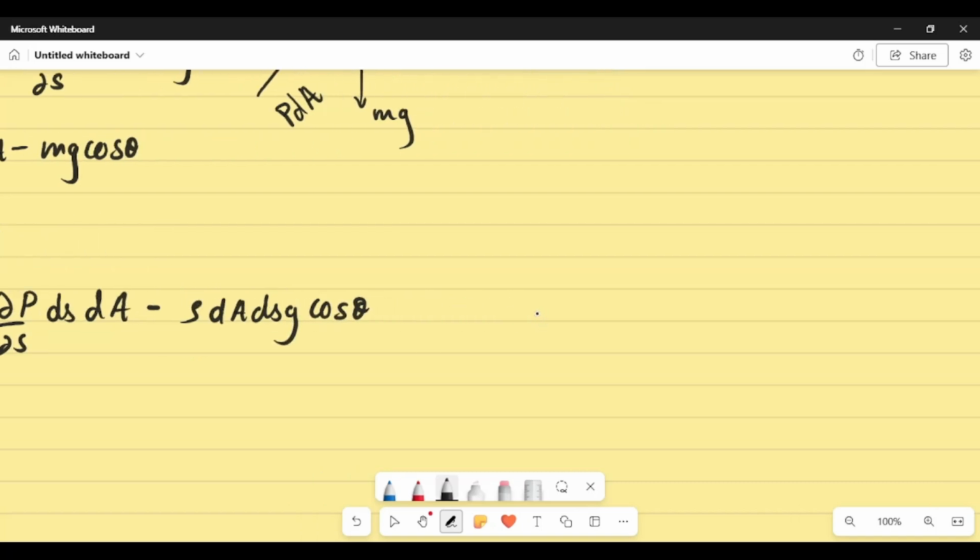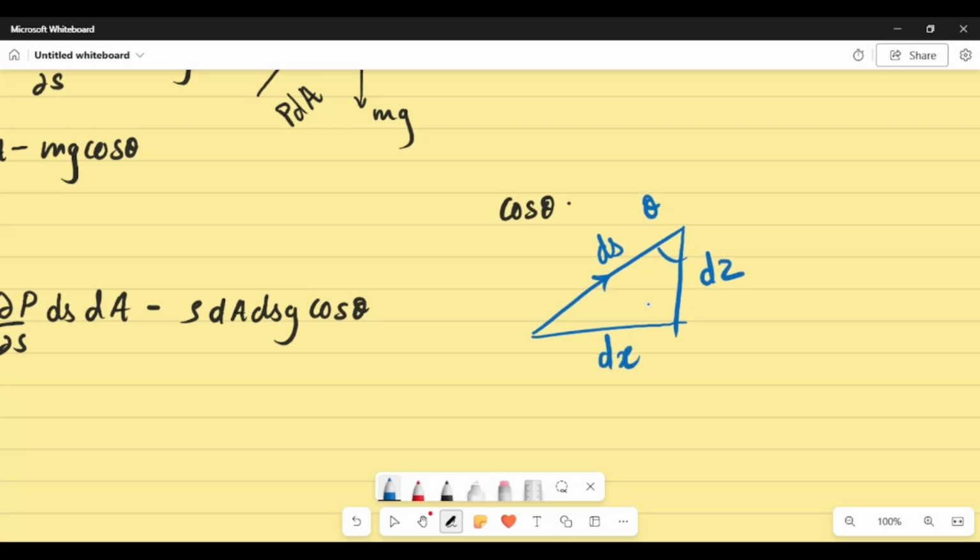We need to calculate the value of cosine of theta. You can clearly see from the figure that we have a triangle here, where this is the direction of ds, this is theta, this is dz, and this is dx. So we can see that cosine of theta equals dz by ds.